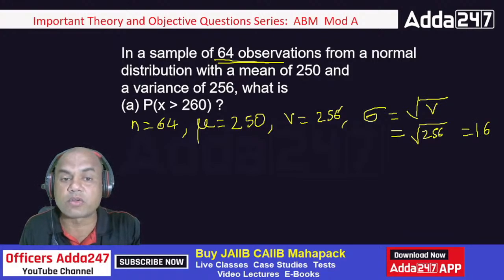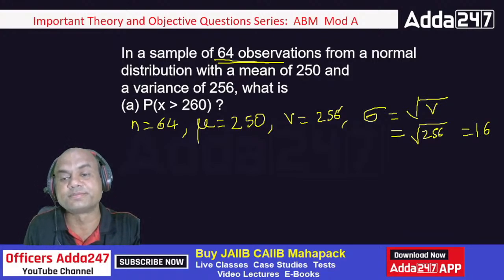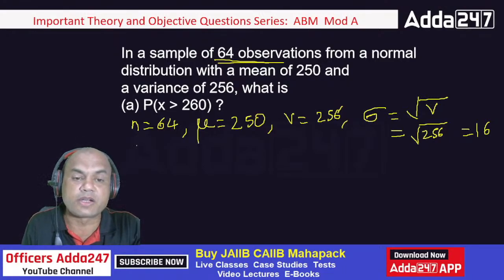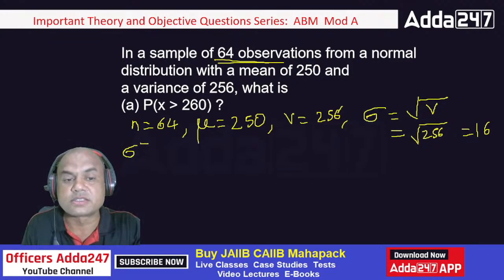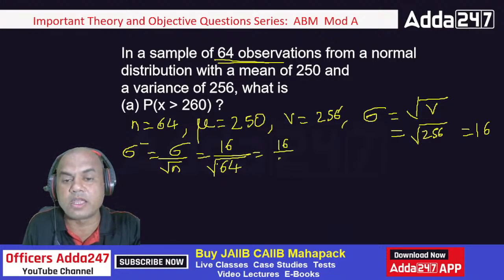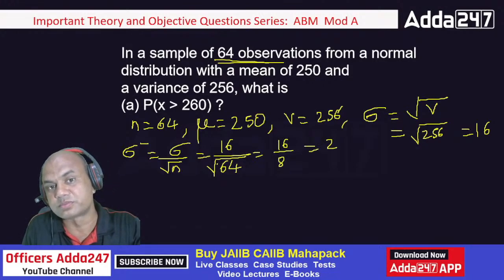Now what do I want? I want the probability of x greater than 260. So what will I do? I'll first find the standard error, sigma dash. Standard error equals standard deviation divided by root of n. The standard deviation here is 16, and root of n is root of 64, which is 8. So 16 upon 8 equals 2. So my standard error is 2.